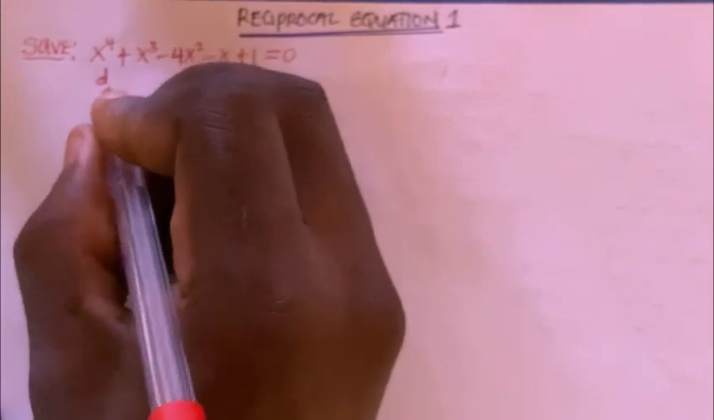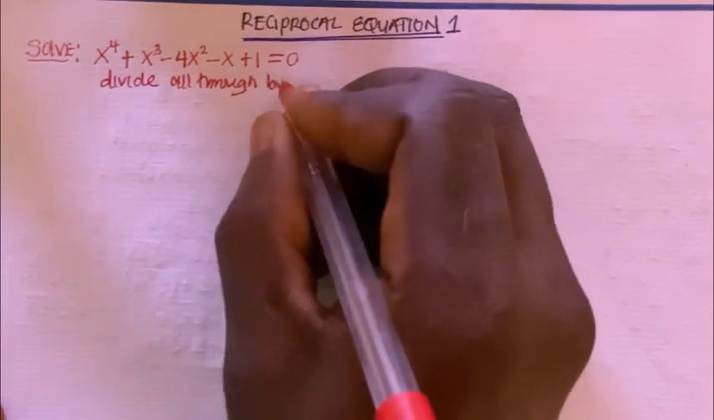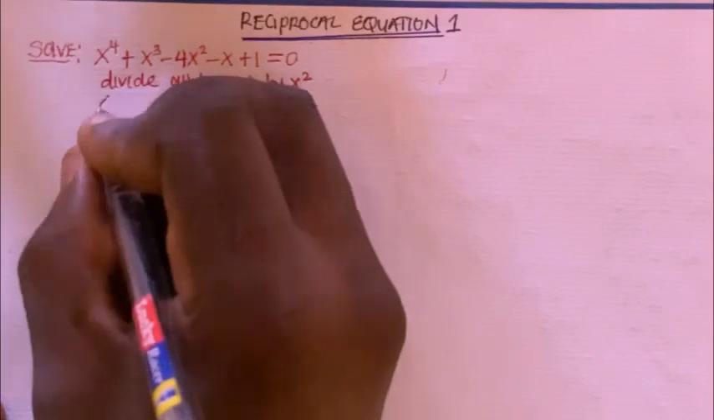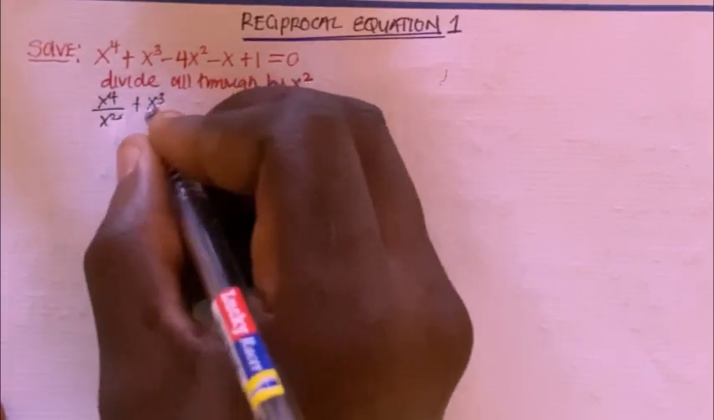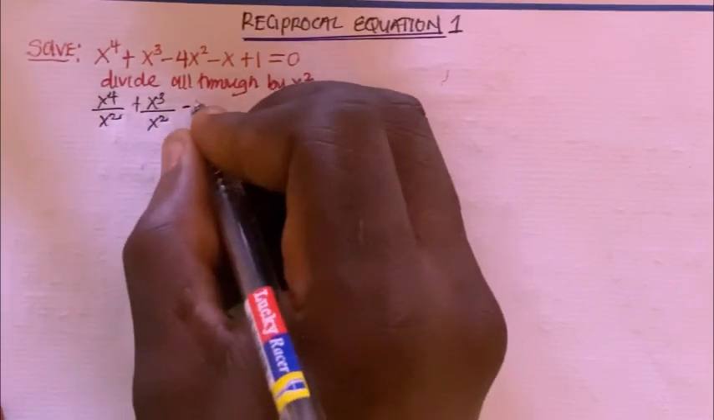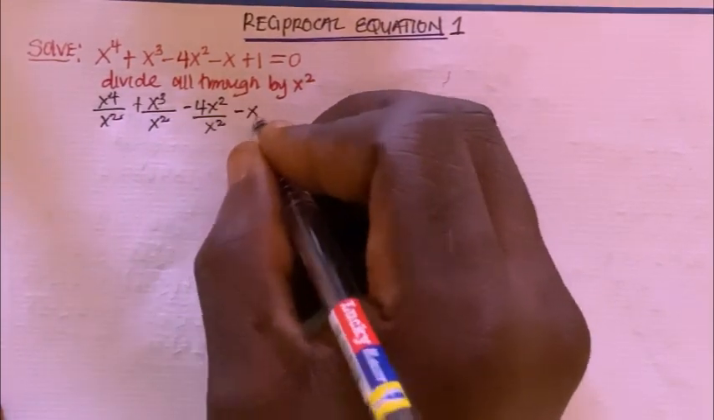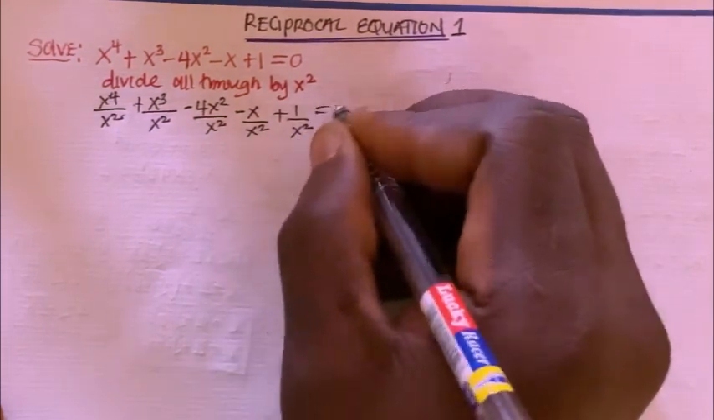So the first thing I'm going to do is divide all through by x squared. Now if I divide all through by x squared, I'm going to have x raised to the power of 4 divided by x squared, plus x raised to the power of 3 divided by x squared, minus 4x squared divided by x squared, then minus x divided by x squared, plus 1 divided by x squared equals 0.